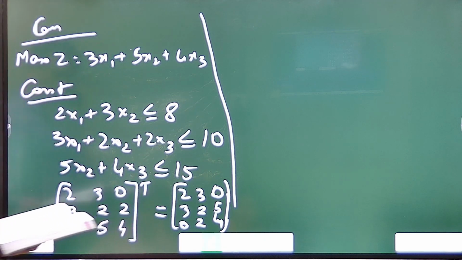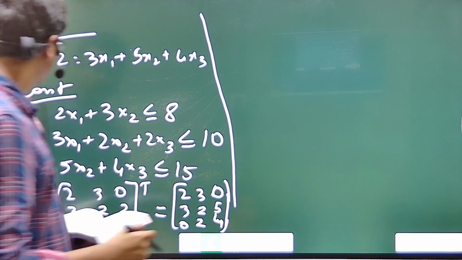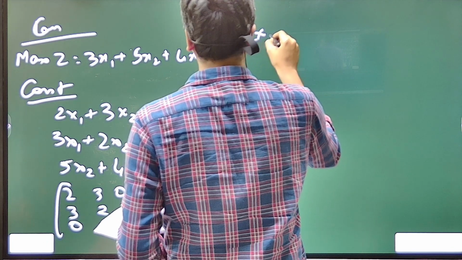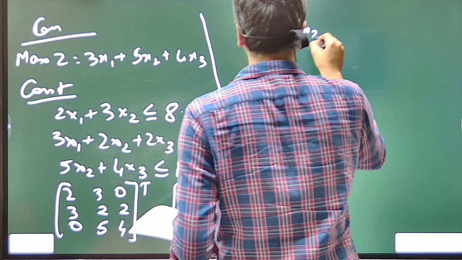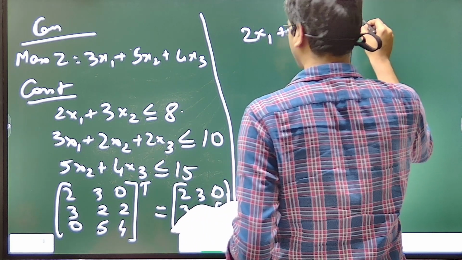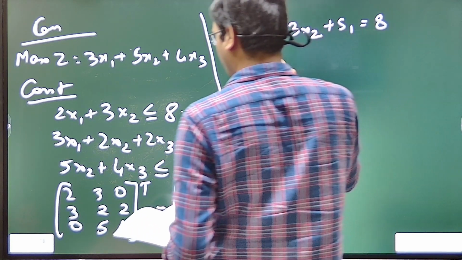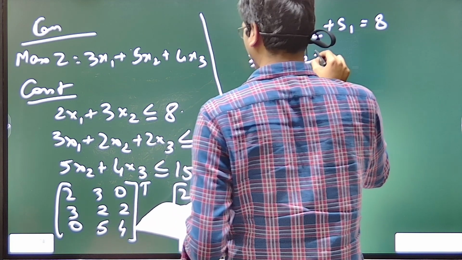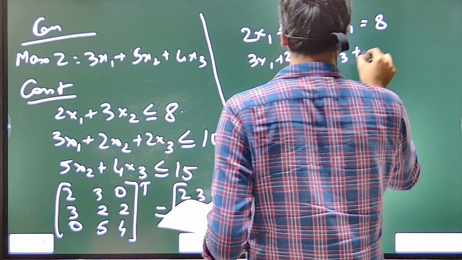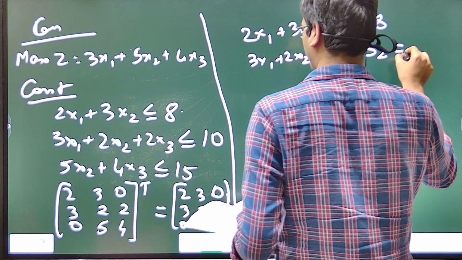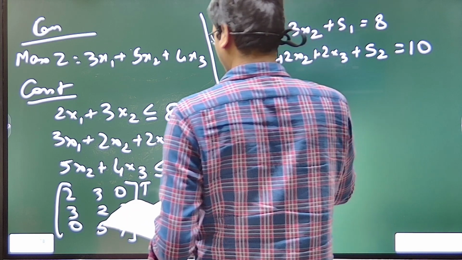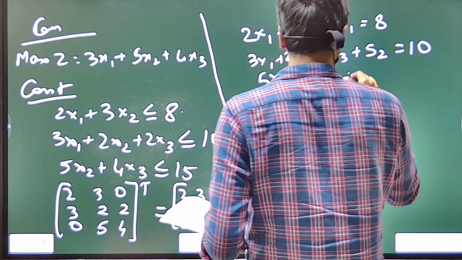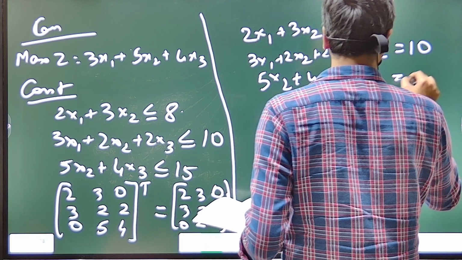In this problem, we are going to use the concept of surplus variable and also the concept of basic feasible solution. So first we will make this an equality by adding a constant. 2x1 plus 3x2 plus s1 equal to 8. 3x1 plus 2x2 plus 2x3 plus s2 equal to 10. 5x2 plus 4x3 plus s3 equal to 15.